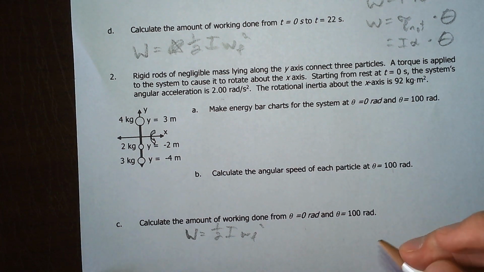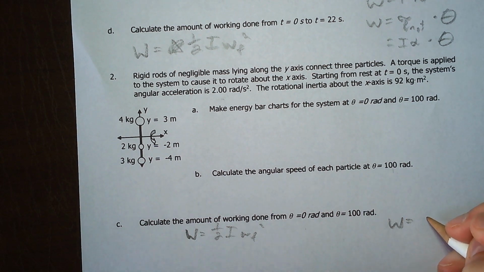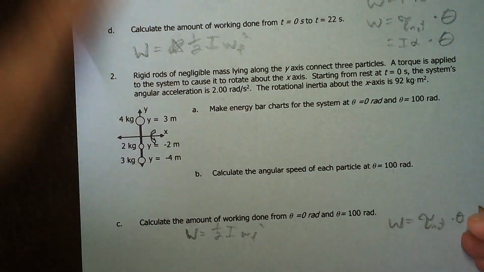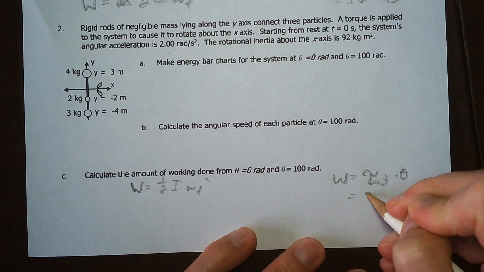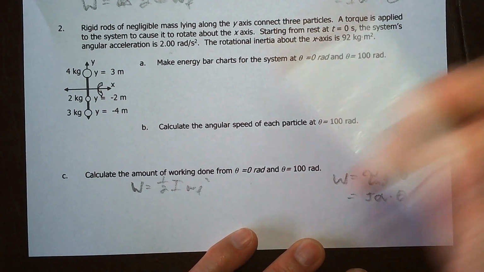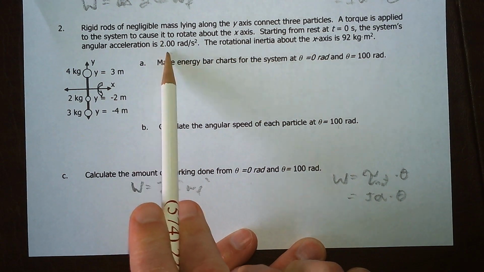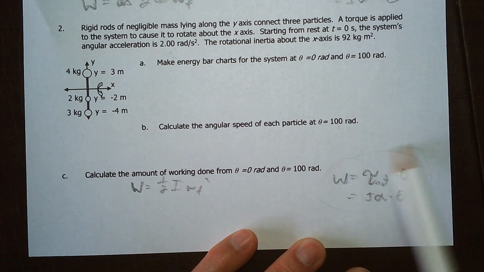I'm also wondering if we could figure it out from work equals the net torque times the angular distance. The net torque would be I alpha. See, we know the angular acceleration, and we know I, and we know it's 100, so I think this one would have been easier this time. That's interesting. All right, okay.